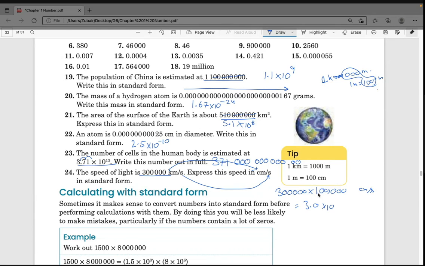Now all we do is count these zeros. 1, 2, 3, 4, 5, 6, 7, 8, 9, 10 centimeters per second.